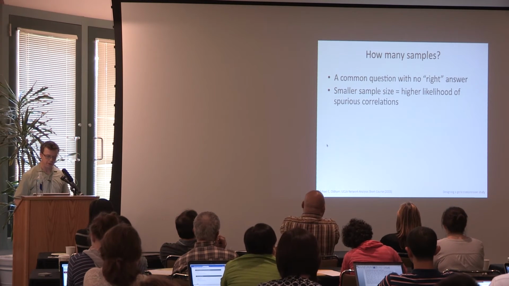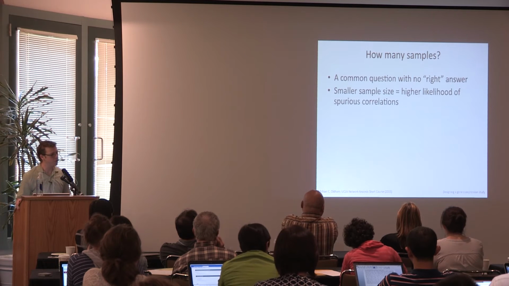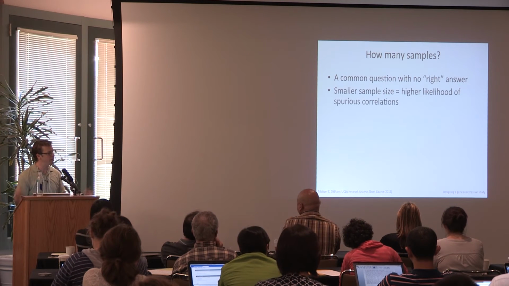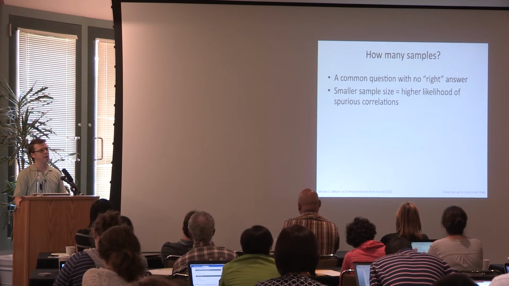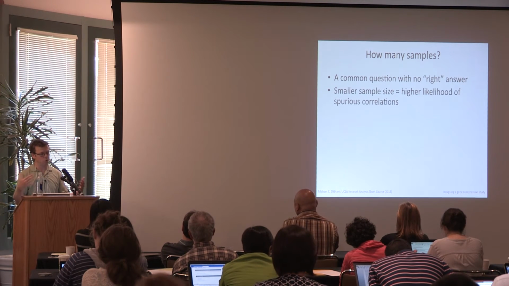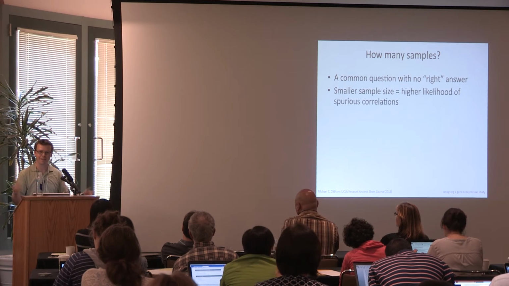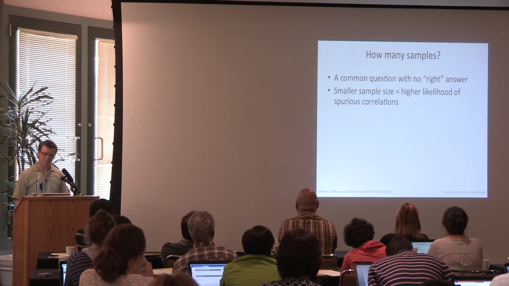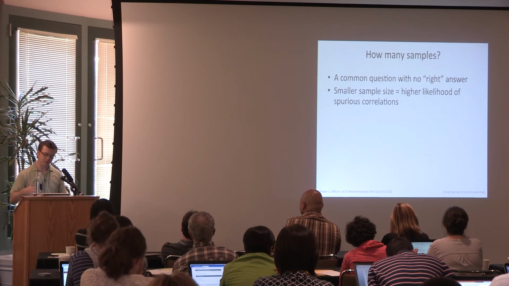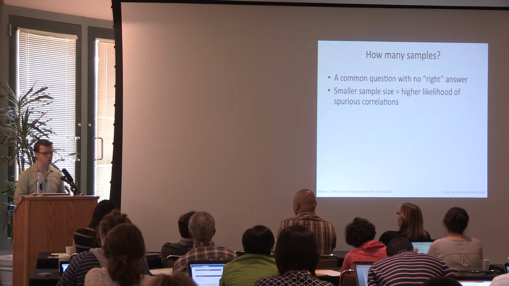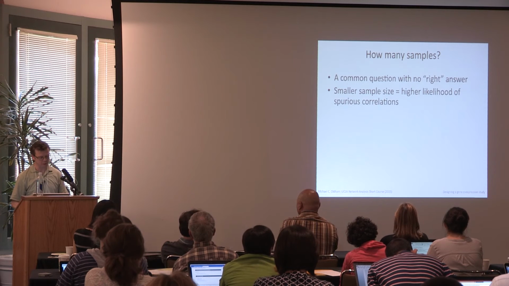So, I think probably the most common question that I've been asked is how many samples do I need for a co-expression analysis? And there's no right answer, right? You want more. The more you have, the better. But obviously, and I think intuitively, the fewer samples you have, the more likely you are to observe false or spurious correlations by chance.